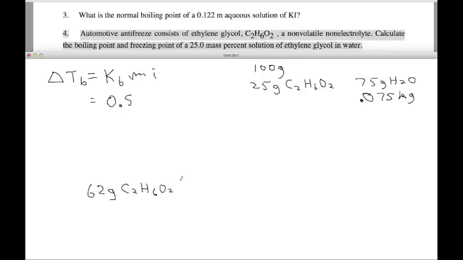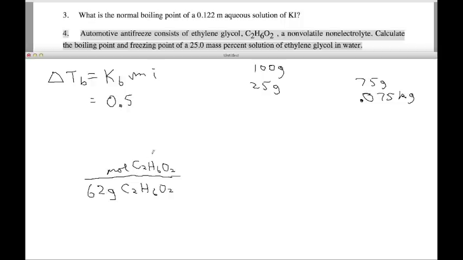That is equal to 1.613 moles. So take 1.613 moles, divide that by 0.075 kilograms. That is equal to 21.51 molal. So delta TB is equal to 0.5 degrees C.